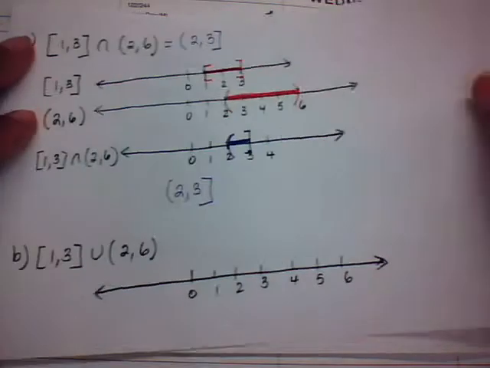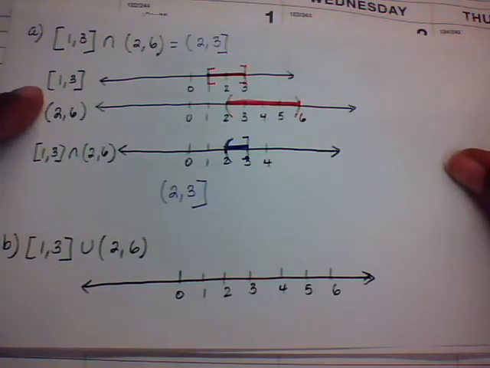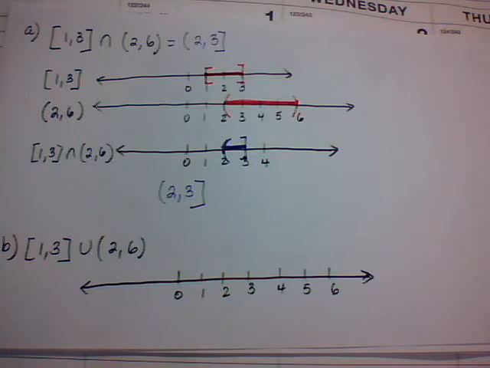Okay, now I've already got the graphs done here for [1, 3] and (2, 6). Now I just want to put the two together. Just merge the two.